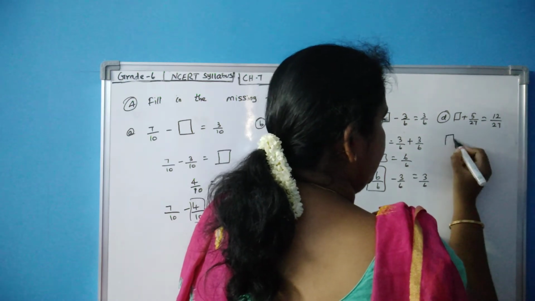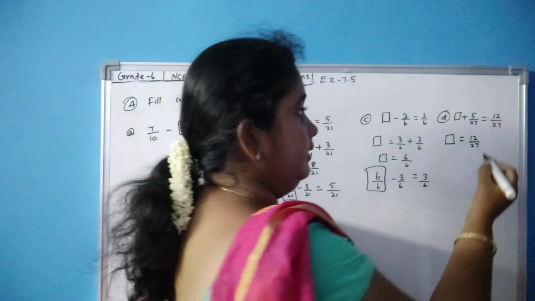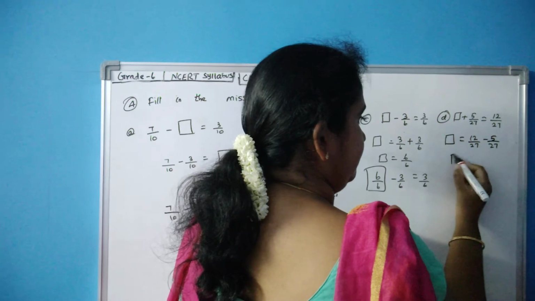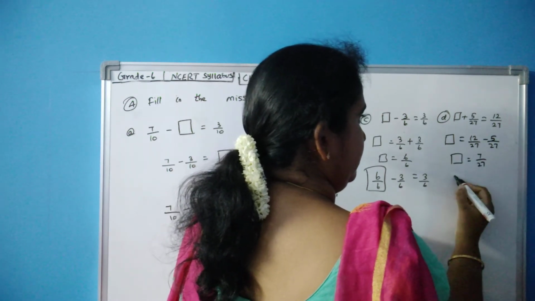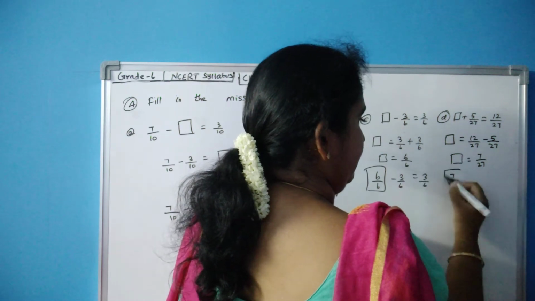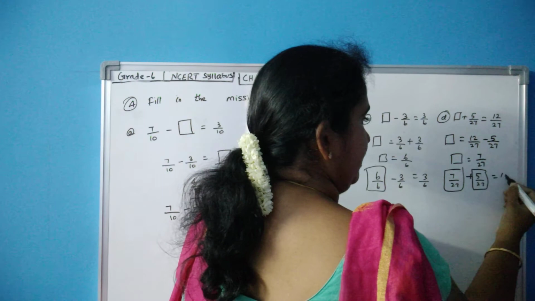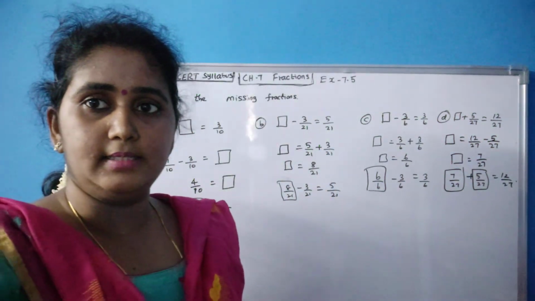This one, keep the box this side and take the 5 by 27 to the other side, and it will become minus 5 by 27. 12 minus 5 is 7 by 27. So you can write 7 by 27 plus 5 by 27 gives you 12 by 27. That's all. This is your answer. Now we'll move on to the next sum.